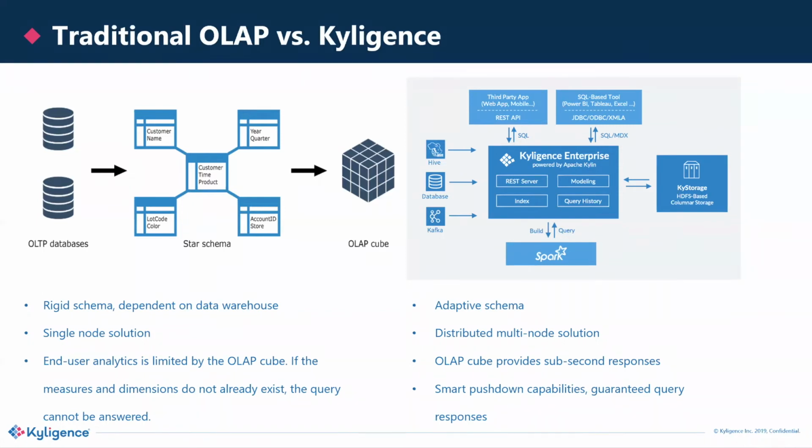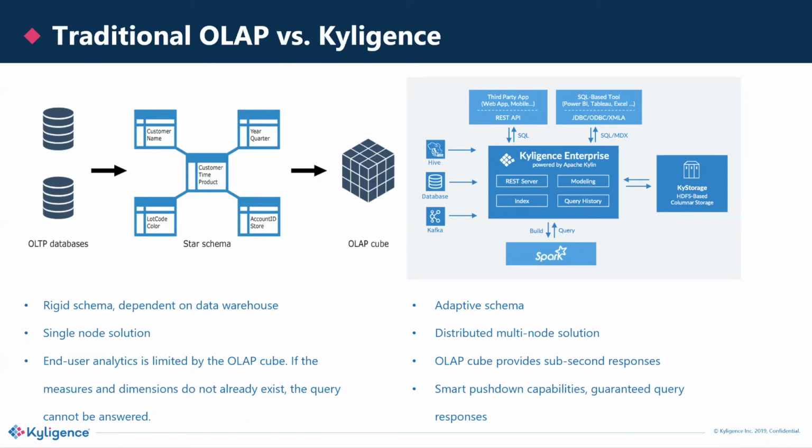The schema always changes based on your query pattern. It's a distributed system which actually sits on your big data cluster. We bring our own Spark, so you do not have to worry about the processing itself. And then the OLAP cube provides sub-second response, and you are always guaranteed the answer. Even if the OLAP cube doesn't know the answer, which means the aggregations are not there, it can do a smart push down to the actual source, and your query results and responses are always guaranteed.